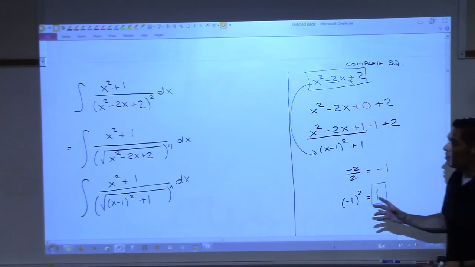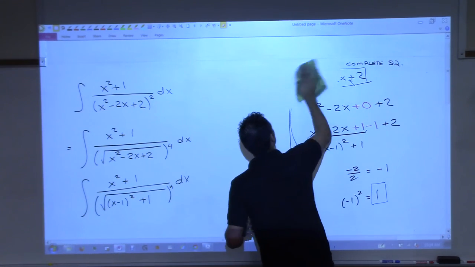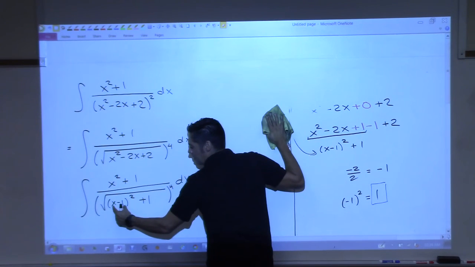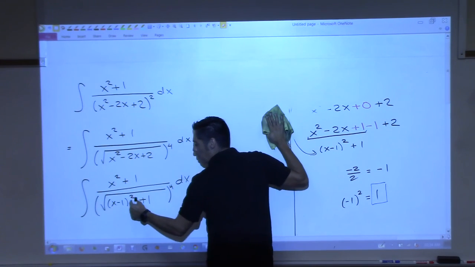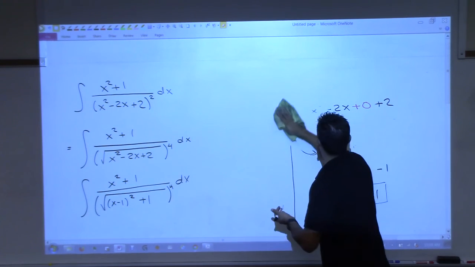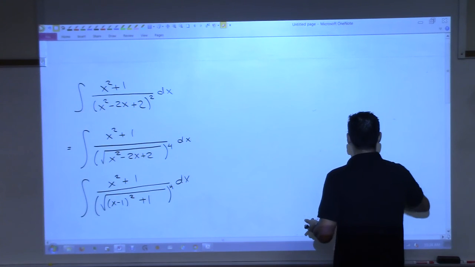Now, does that look like one of the formulas? Kind of, but not really. I mean, if this was x squared plus 1, we'd be in business, right? It's not x squared plus 1, it's x minus 1 squared plus 1, right?